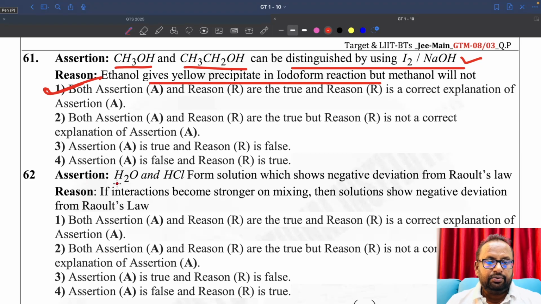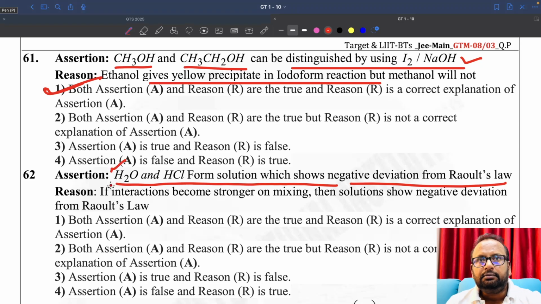Next, 62. H2O and HCl form solutions which show negative deviation from the Raoult's law. Yes, obviously correct, because H2O has got hydrogen bonding, whereas HCl has got no hydrogen bonding. So intermolecular forces of attractions will be decreasing.